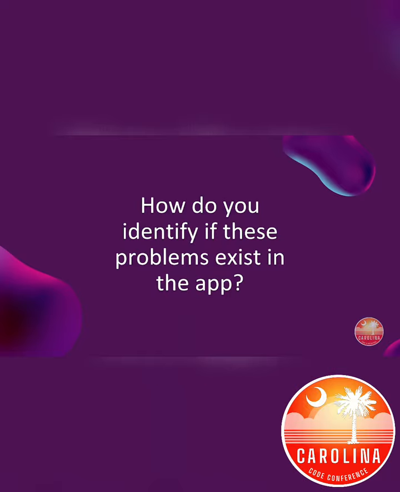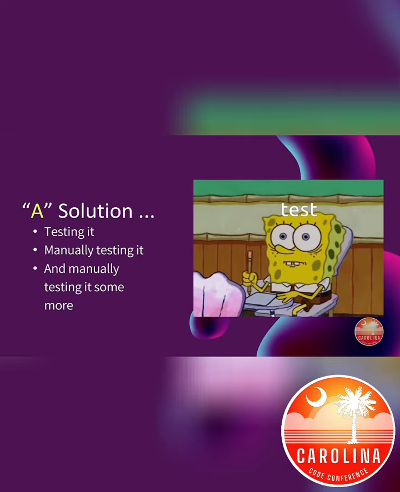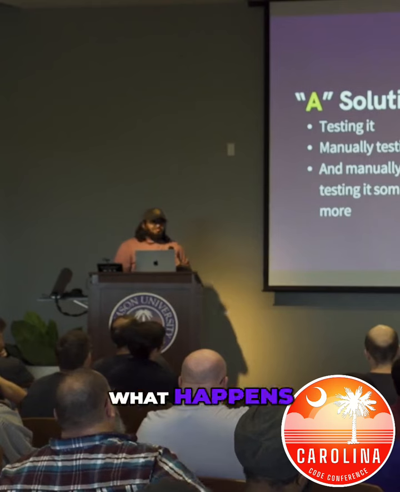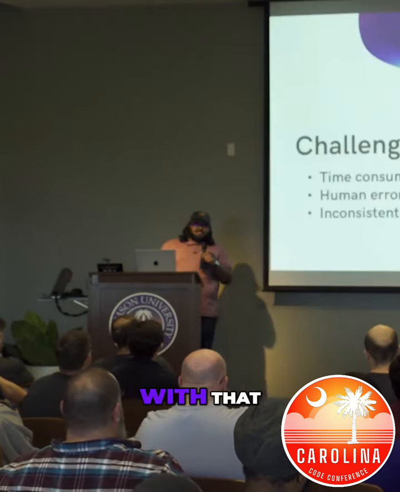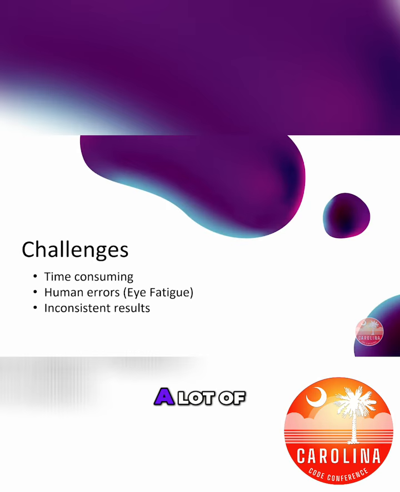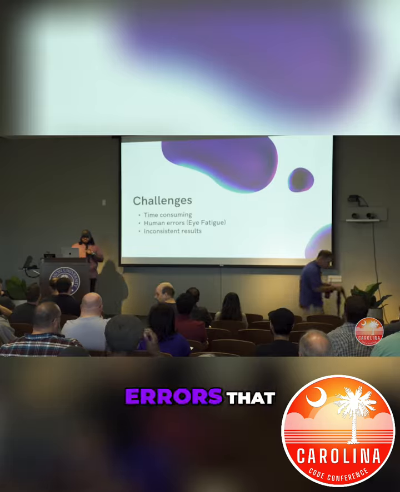So how do you identify if these problems exist in an app? For most of the things that we talked about in the problem section, we cannot write unit tests that would be able to identify these out of the box. So basically, one of the solutions is to test manually, and test some more. The challenges with a lot of manual testing are that it's time consuming, there are a lot of human errors, and it could have inconsistent results because there's a human being actually going through those videos and looking for the errors that you're trying to find.